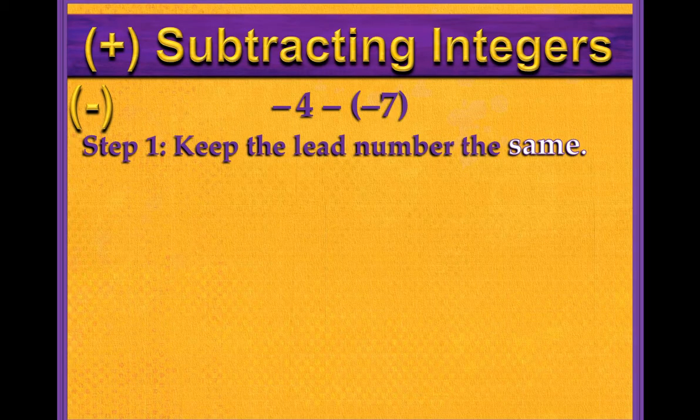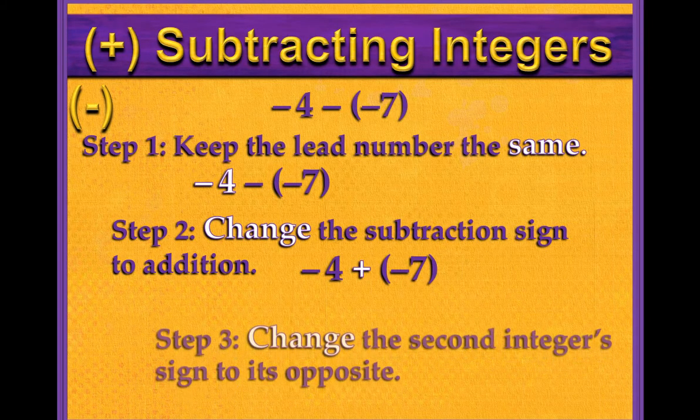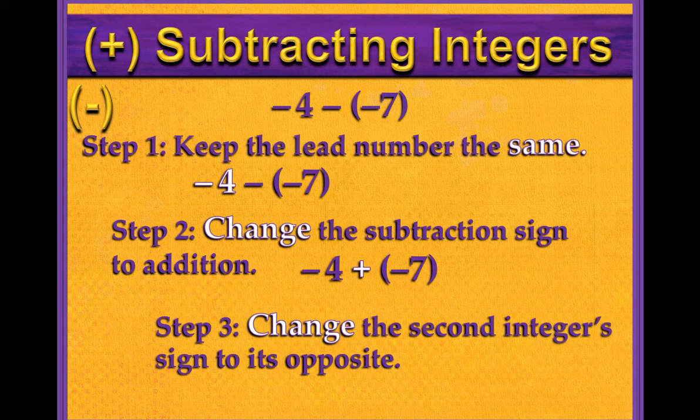Step 1, keep the lead number the same. So I'm going to keep negative 4 the same. Step 2, change the subtraction sign to addition. So instead of subtracting, I have negative 4 plus. And step 3, change the second integer to the sign of its opposite. So the opposite of negative 7 is positive 7.